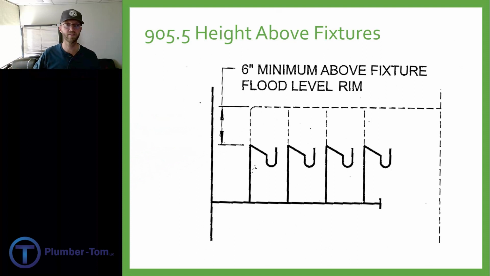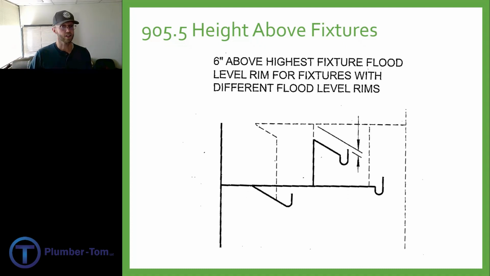This principle is emphasized again in 905.5, where it talks about height above the fixtures. Once again, the vent for any fixture needs to come 6 inches above the flood level rim before it turns horizontal or connects to other things. If you have vents that are connected to different fixtures at different elevations, here we have what appears to be a bathroom group, a toilet, a lav, and a tub. Well, some of those traps are lower, but we go to the highest trap, which would be the sink, and then we say let's add 6 inches above the flood level rim for that fixture.